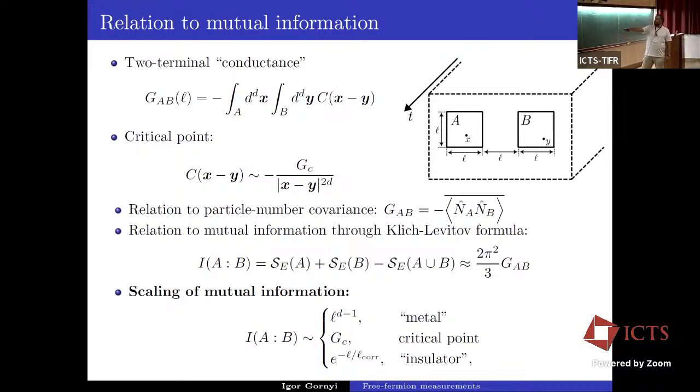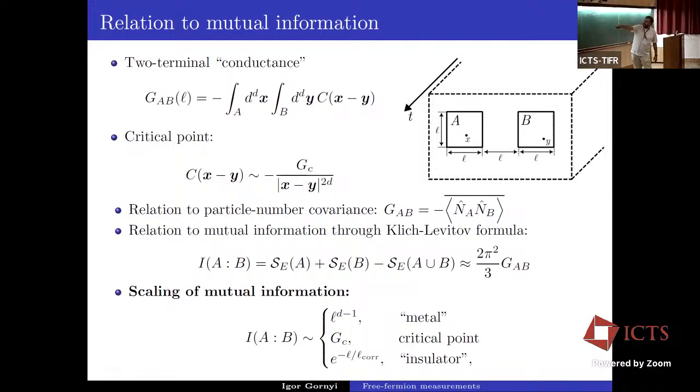If you introduce the setup with two leads of finite size attached to a two-dimensional system here, you can ask the question, what is the conductance in this setup? And this conductance is expressed through the same correlation function that we calculated. So this conductance is the average particle number covariance, and through this Klich-Levitov formula, we connect this conductance with the mutual information of those two subsystems. This is just an inequality, from the definitions of mutual information and the relation of entanglement entropy and particle number cumulants.